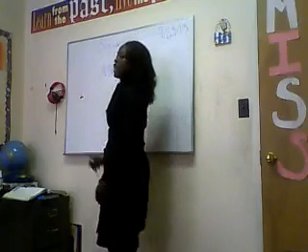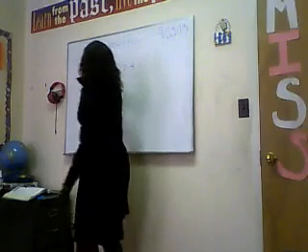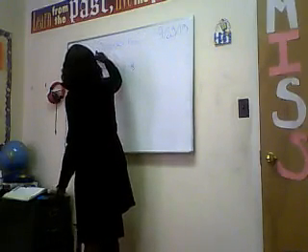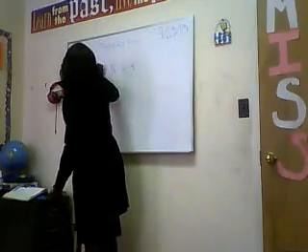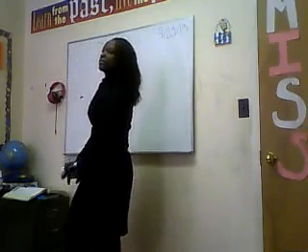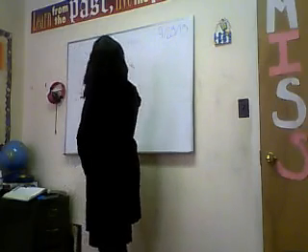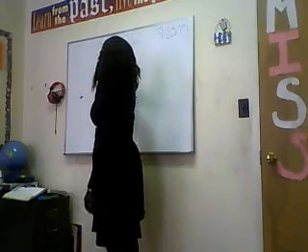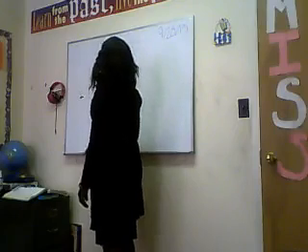Why? What do you divide both 6 and 9 by? 3. What do you divide 18 and 27 by? 3. 3 times 6 is 18.